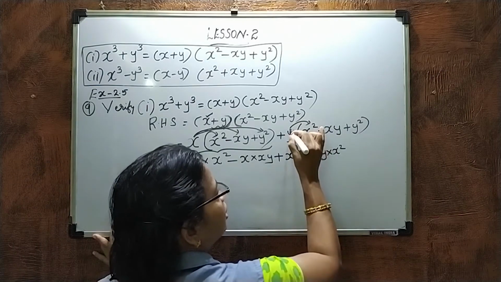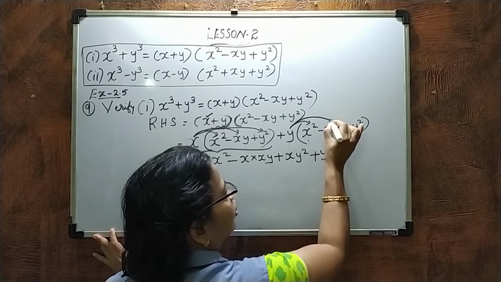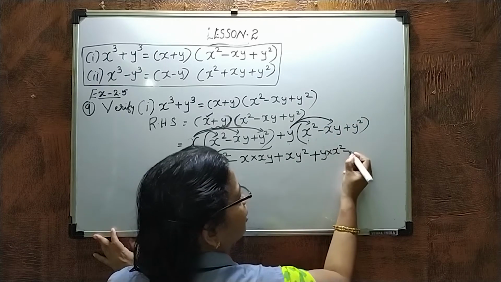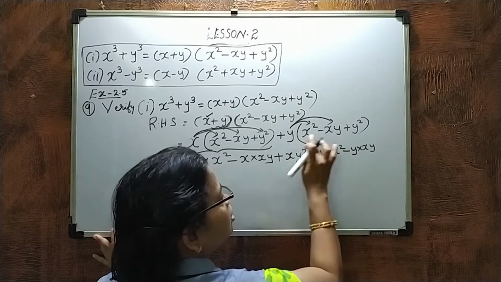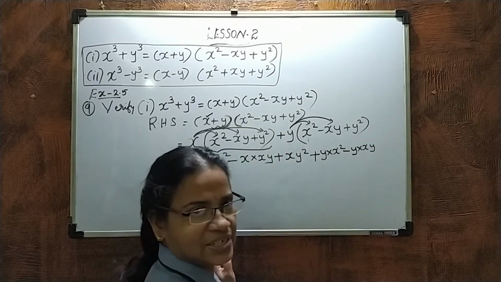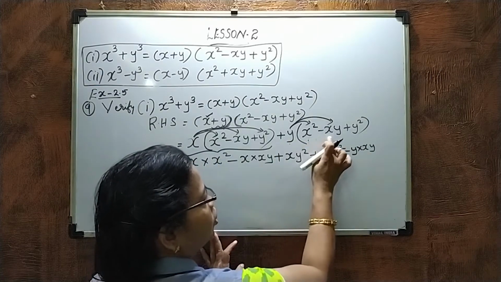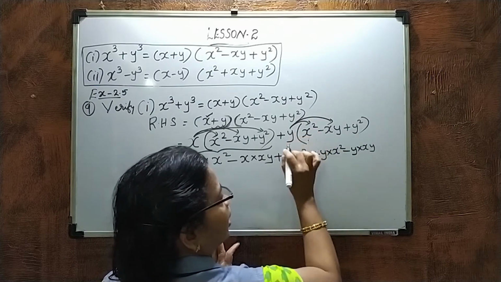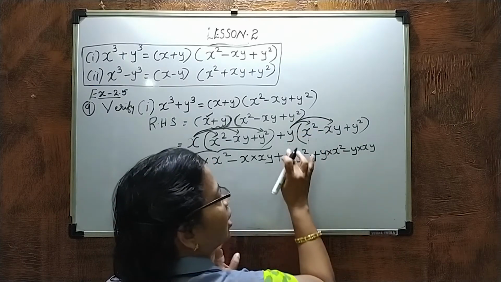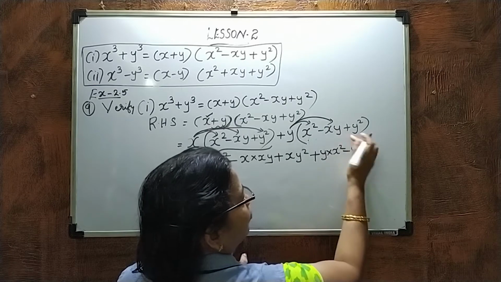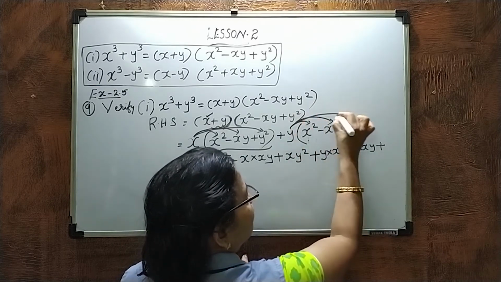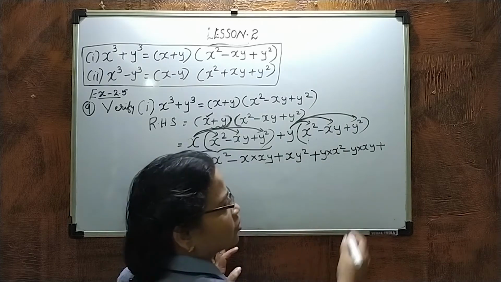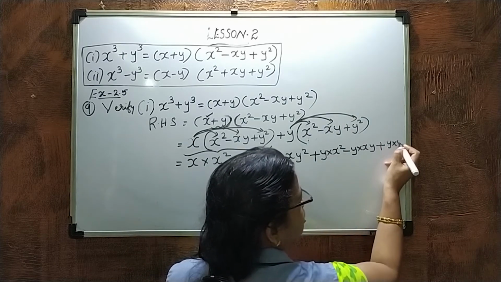So again with this y you are going to multiply minus xy. So y into xy, minus into plus, minus. Then y into xy. Next again we are removing the bracket, means here plus into plus, plus y into y square. With this y we are multiplying this y square. So y into y square.